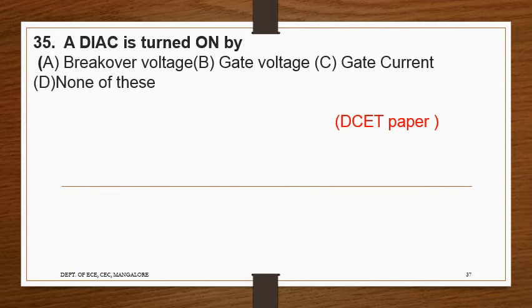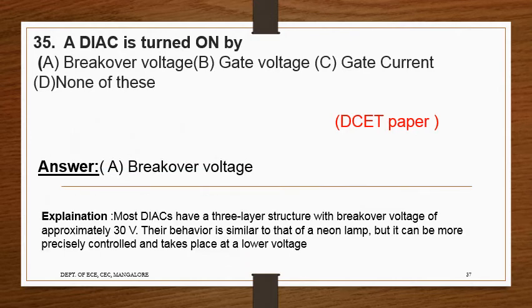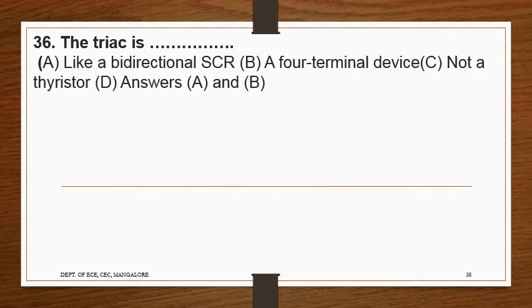A diac is turned on by A. Breakover voltage, B. Gate voltage, C. Gate current, D. None of the above. A. Breakover voltage. Most diacs have 3-layer structure with a breakover voltage of approximately 30 volts. Their behavior is similar to that of a neon lamp, but it can be more precisely controlled and takes place over a lower voltage.